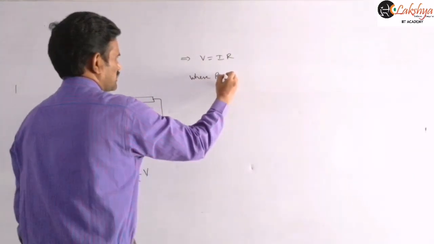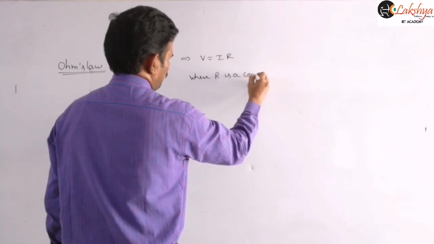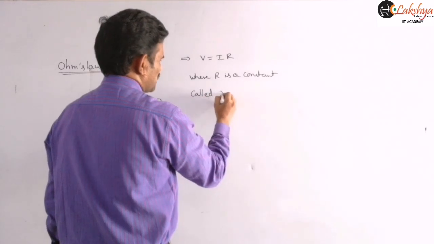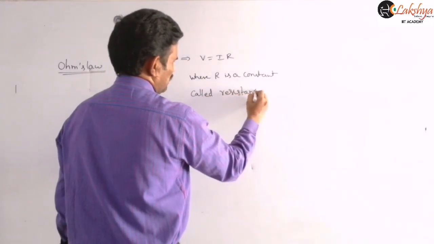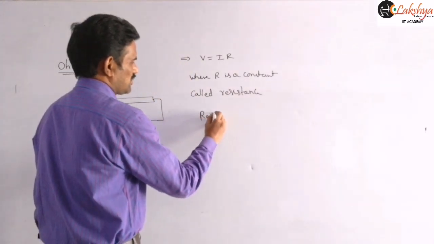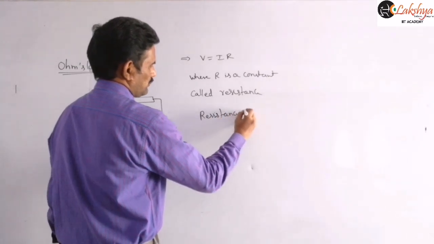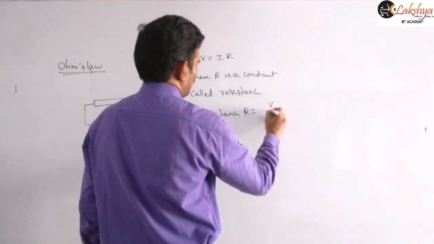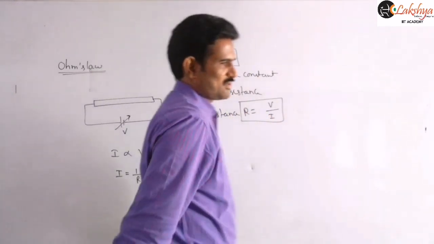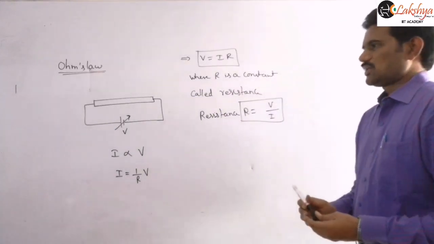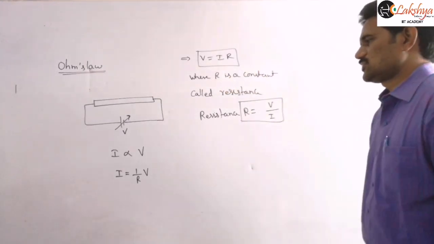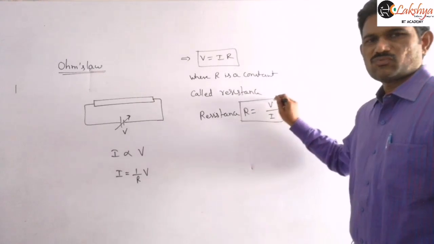Where R is a constant called resistance. All of you know that. So R is called resistance. Therefore, this resistance R is equal to V by I. So this is the mathematical form of Ohm's law. This is the equation, the relation between potential difference, current and resistance, and from that we are defining resistance as V by I.